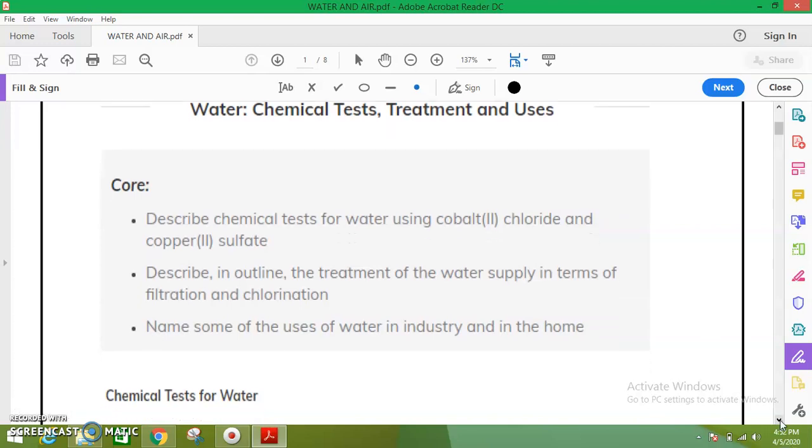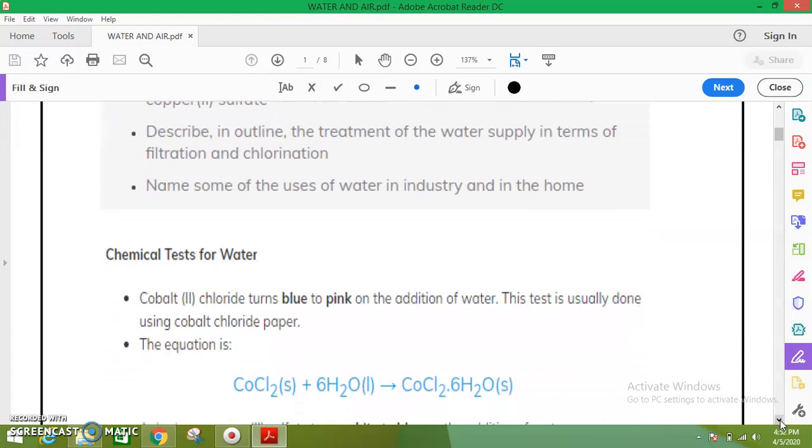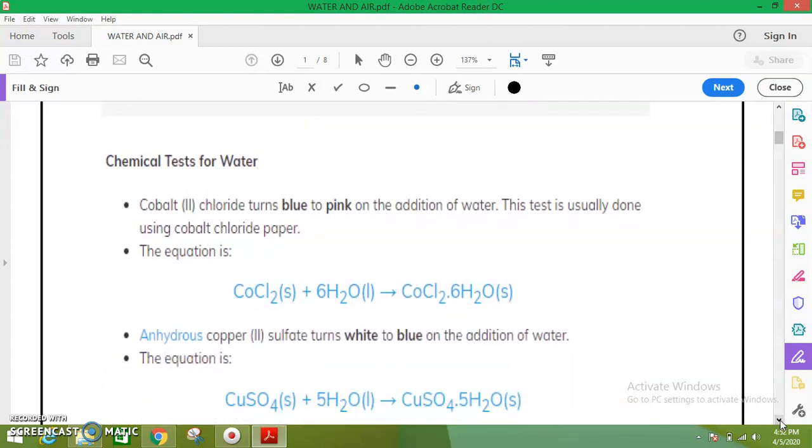Very simple and easy. Now the first part about water is the chemical test for water. First one is cobalt chloride, which turns from blue to pink on the addition of water. Look here, CoCl2 cobalt chloride, its color is initially blue. When you add water molecules to cobalt chloride, the color changes from blue to pink. Cobalt chloride dot 6H2O. So here the color is pink and here blue. So when the color changes from blue to pink, it means there is water.